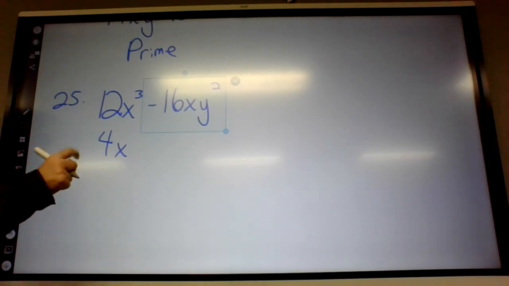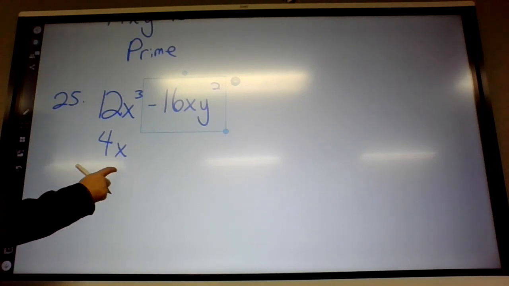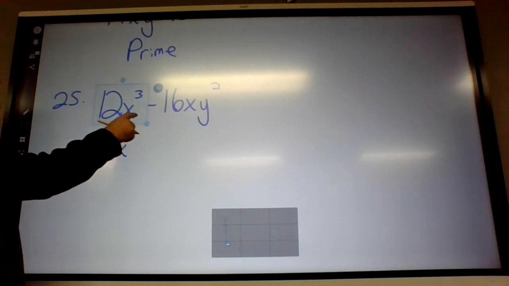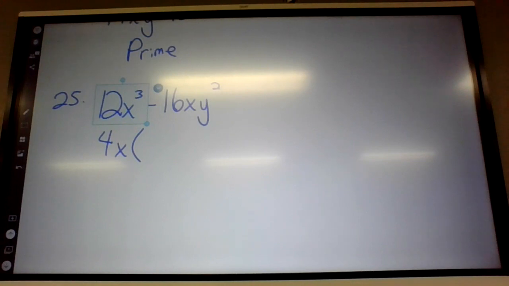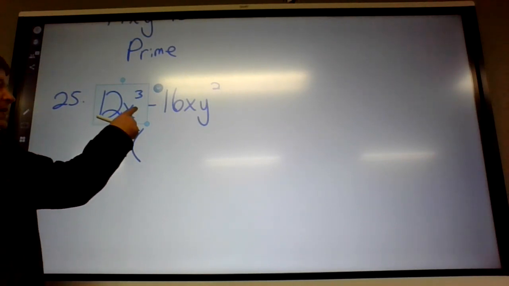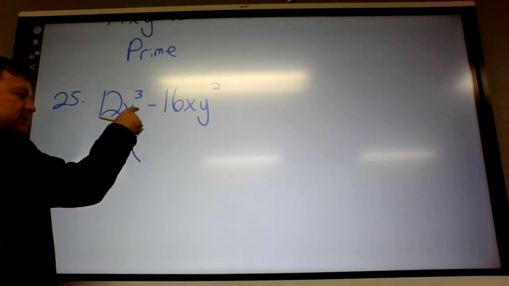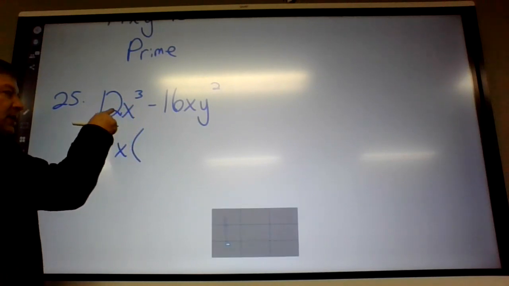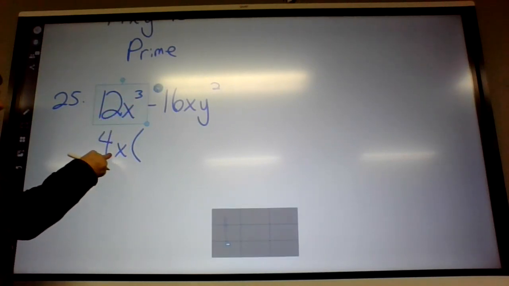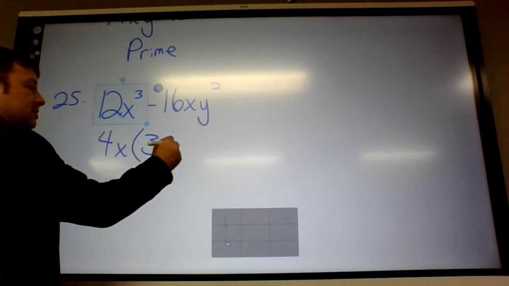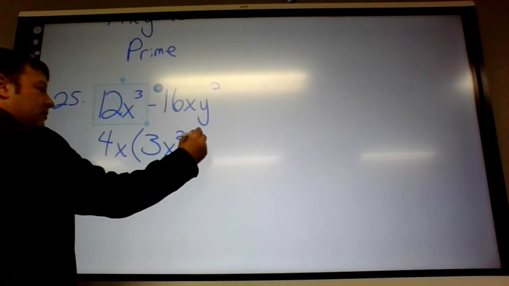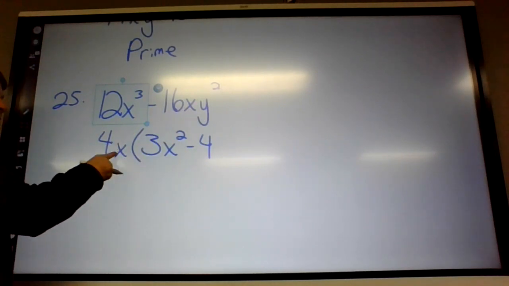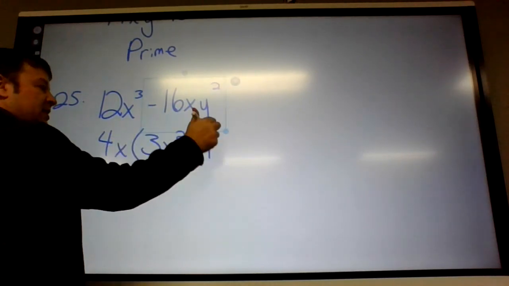Anyway, you take the least of each kind. How many y's can I take out? None, because this one doesn't have any. So all I can take out is 4x. If you try to take a y out when you go here, there will be nothing to divide it by and it won't work. Anyway, 12x cubed divided by 4x, 3x squared, minus 16 divided by 4 is 4. X divided by x cancels out. We still have that y squared there.